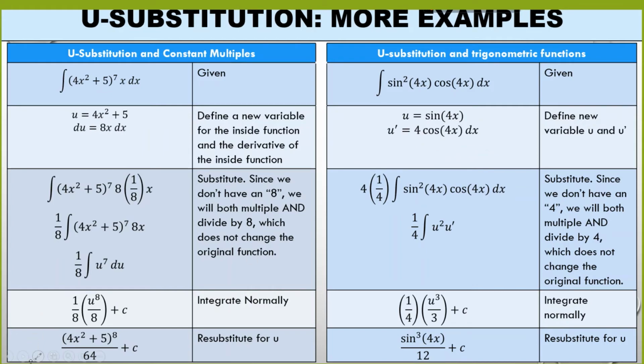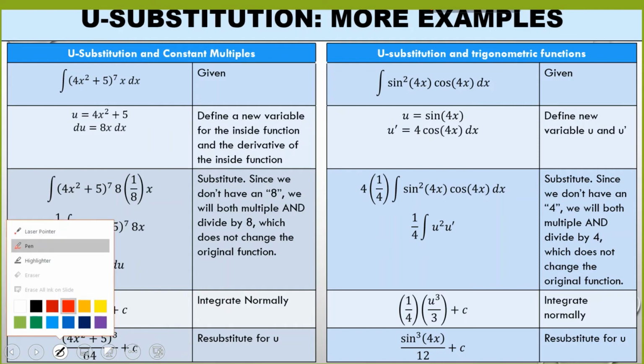So that'll become this sine 4x that I'm squaring will become u squared. This 4 cosine 4x dx, we'll use this 4 and this cosine 4x dx to substitute for u prime. And now I can integrate normally. So when I integrate u squared u prime, I'll get u cubed over 3 plus c. So this part will become this part. Okay, then I multiply by the 1/4 I had on the outside to give me u cubed over 12.